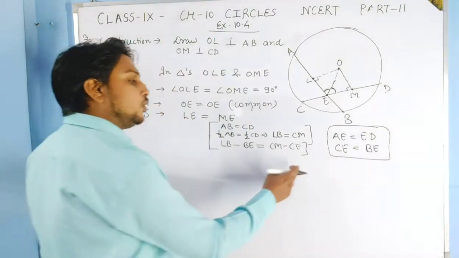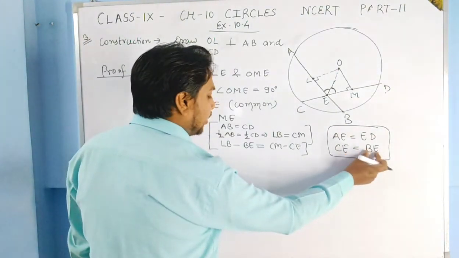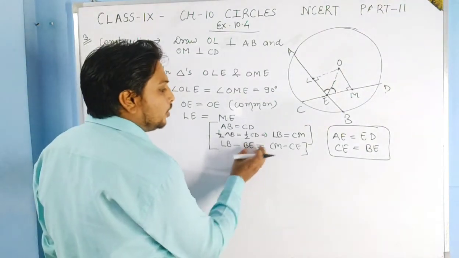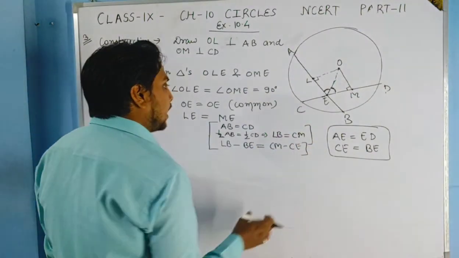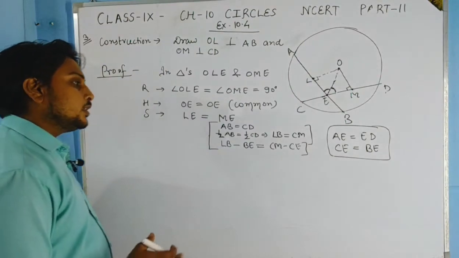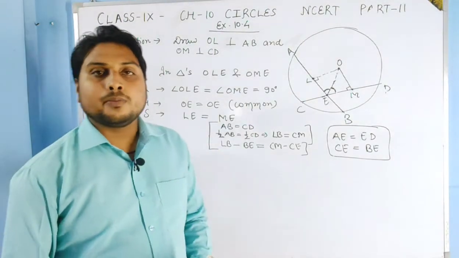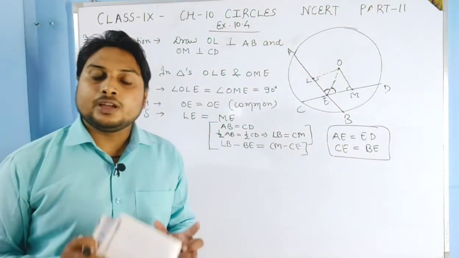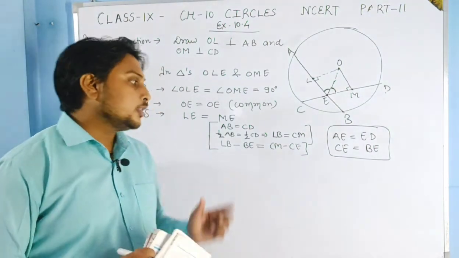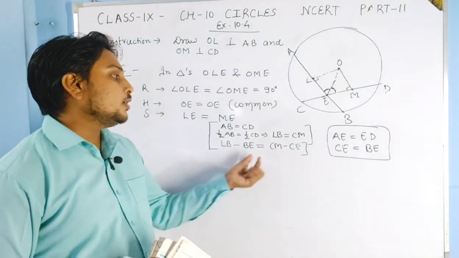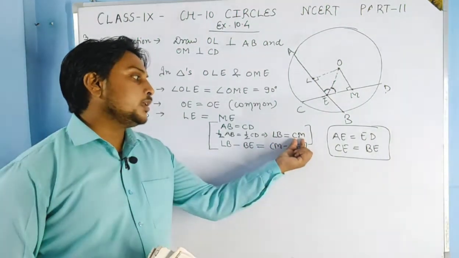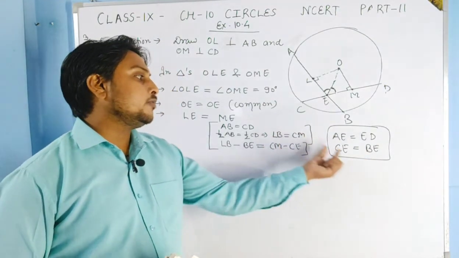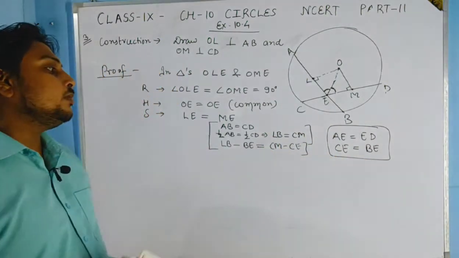Students, here I have told you that CE is equal to BE. Can we say that we are subtracting equal amounts from equals? In Euclid's geometry I have taught you, since the chapter is now removed, a result that if equals are subtracted from equals, the remaining are equal. So here LB is equal to CM and CE is equal to BE. So if we subtract equals from equals, then the remaining will be equal.